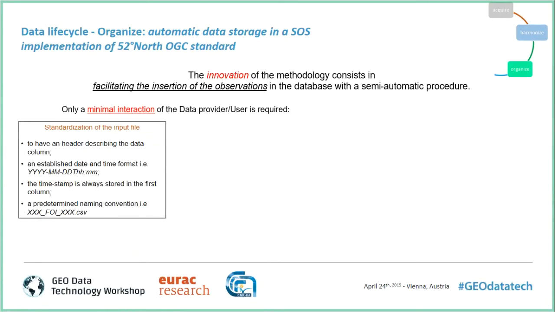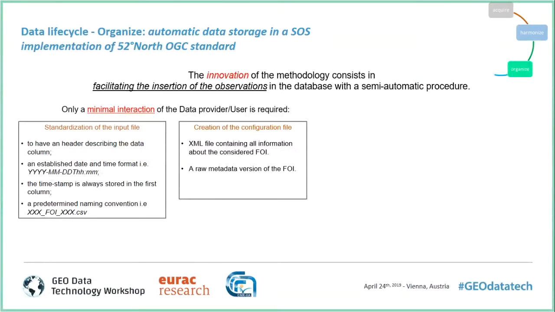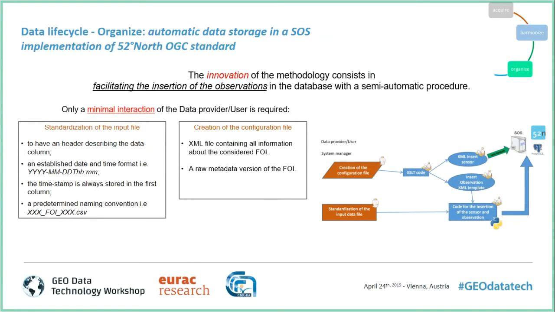One is the standardization of the input file, which has to follow four simple rules, and the other is the creation of what we call the configuration file, which is an XML file containing all the information that will then be used for creating the insert sensor XML file and the insert observation XML file. It can be seen as a raw version of metadata about the feature of interest. Once these two steps are fulfilled, the remaining part of the methodology is completely automated, because by means of an XSLT transformation, we can use the configuration file to create the XML insert sensor file, which will insert the station in the database, and the template for the insert observation XML file, which will be updated using the ground measurements written in the input file.